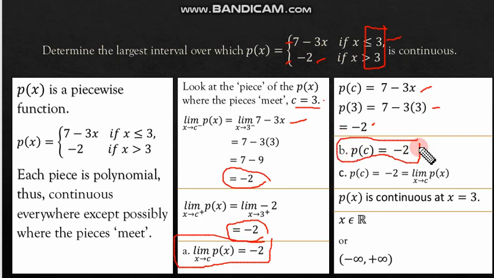Now, for the third condition, f of c must equal the limit of the function. So p of c here is negative 2, which is also equal to the limit of the function. Therefore, our function is continuous at x equal to 3. That also means that our function is continuous everywhere, including at x equal to 3. So the answer, the largest interval, is all values of x that are an element of the real numbers, or from negative infinity to positive infinity.